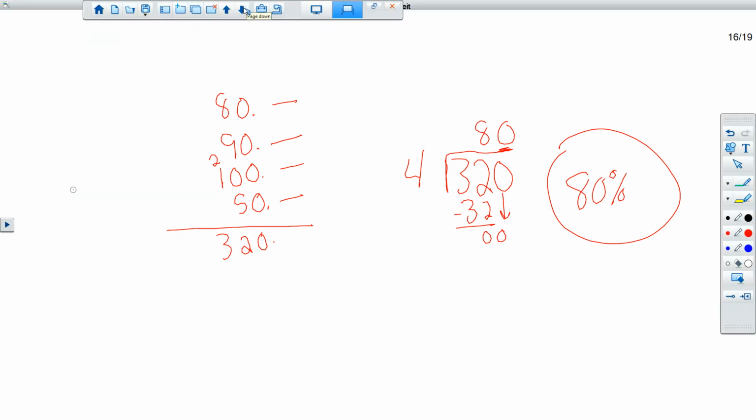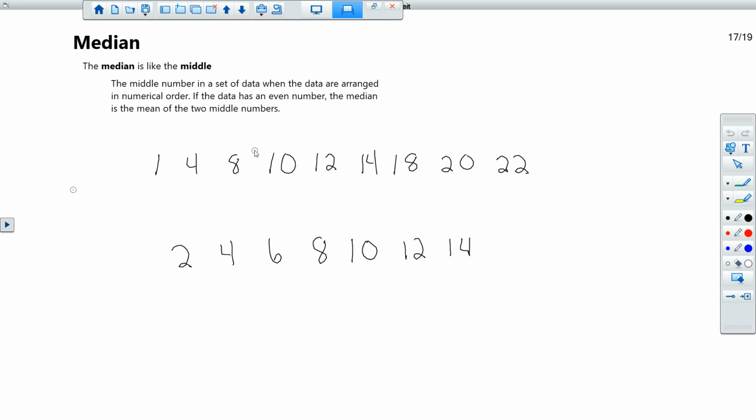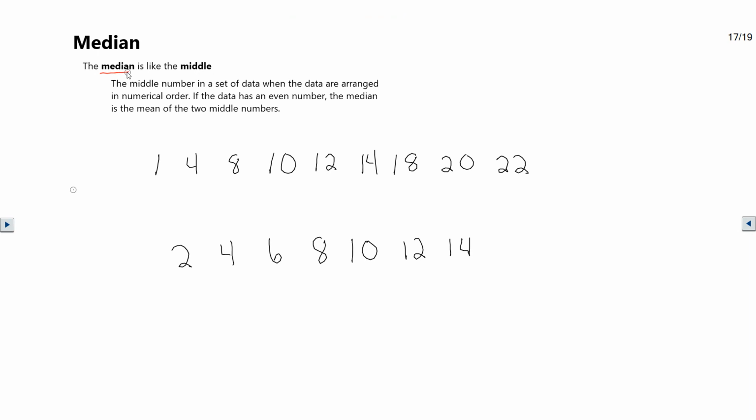The next word on our list is median. You can remember that the median is like the middle, okay? The middle number in each set of data when the data is arranged in numerical order. If the data has an even number, the median is the mean of the 2 middle numbers.